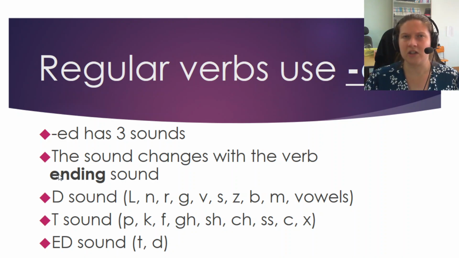The sound changes based on the verb ending sound. So, you can just look at the letter and you can see which sound to make for ed. D is the most common by a lot. So you have most of the very common consonants and all the vowels. A, E, I, O, U also end with a D sound. T, a lot of the sharper sounds like P, K, Sh, Ch, these all end with a T sound.